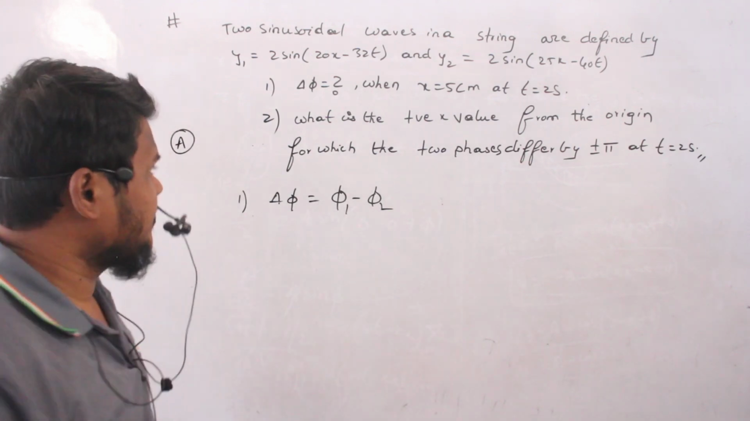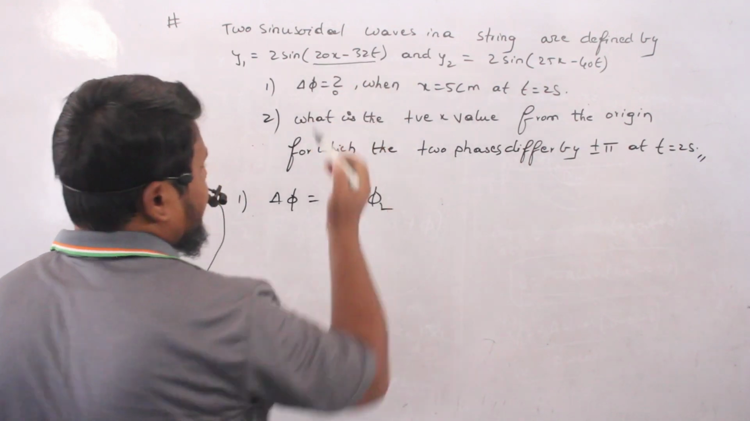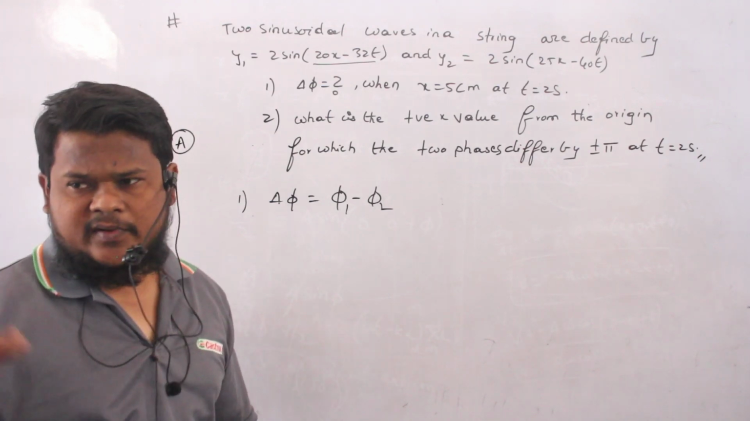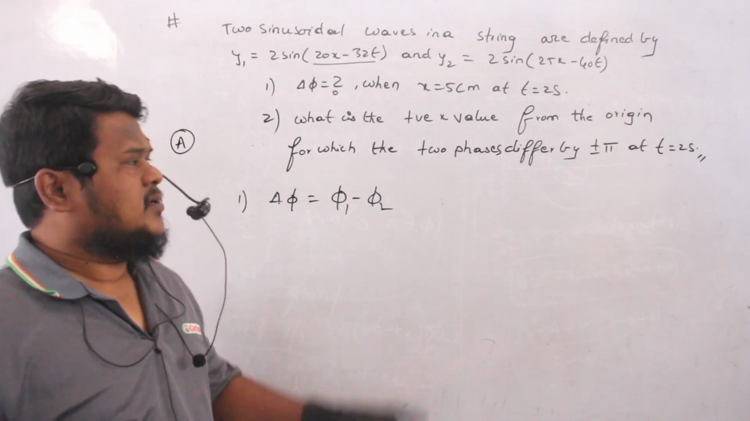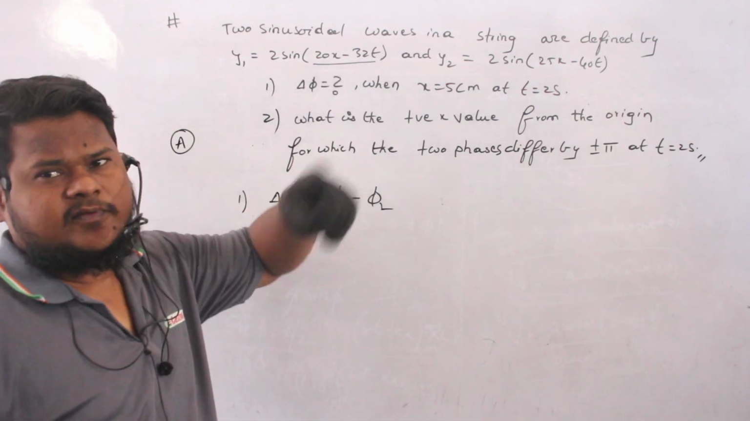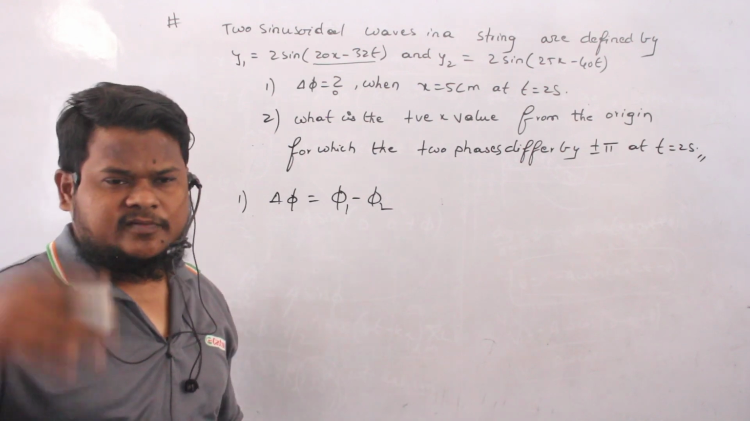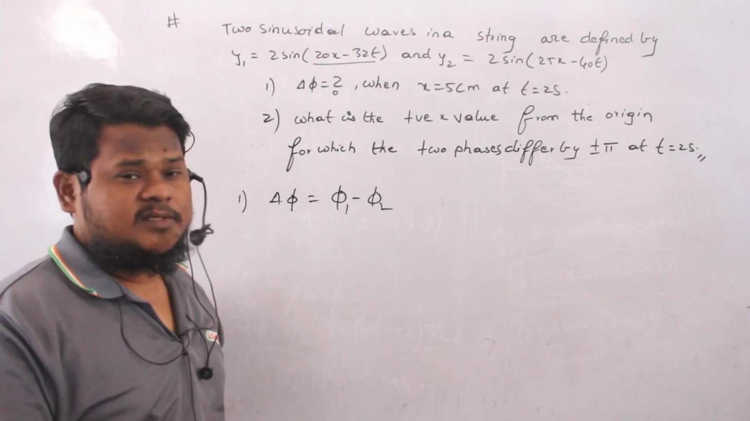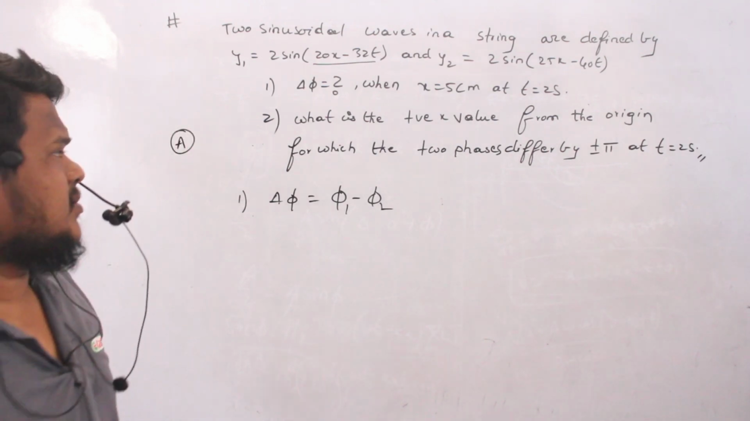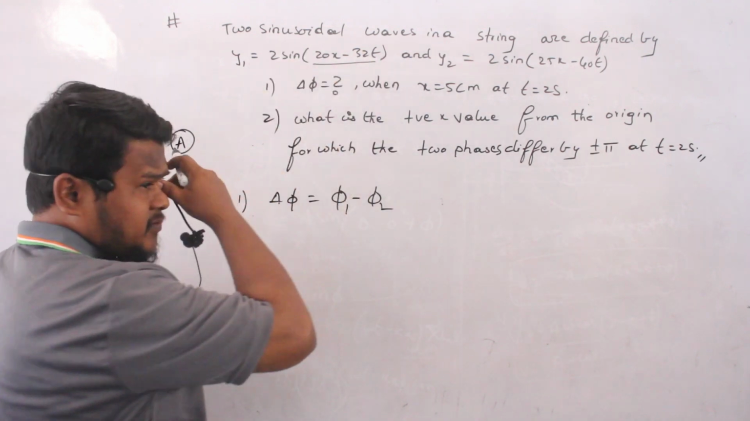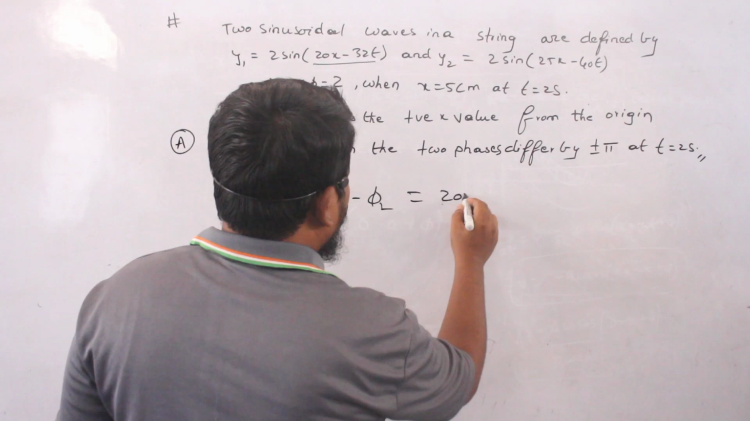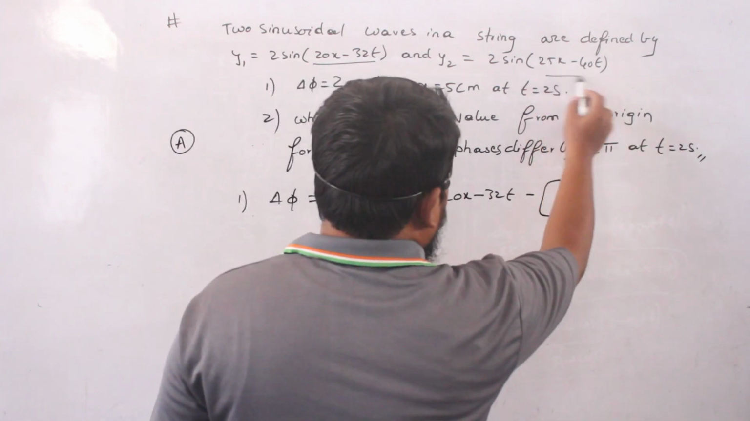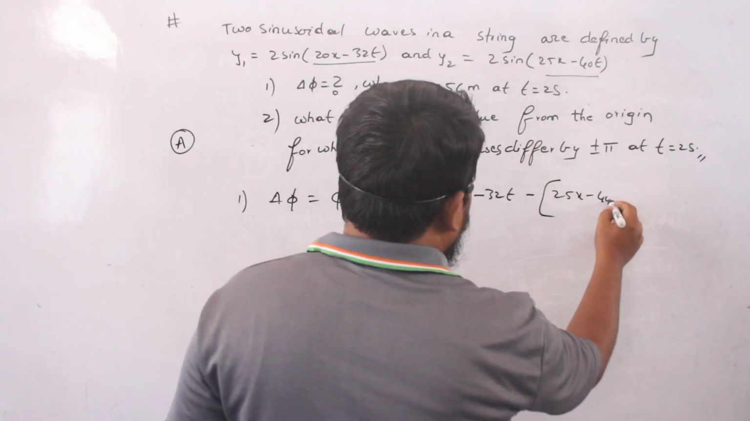What is the phase of the first particle here? The phase of the first particle is 20x minus 32t. Clear? Phase always depends on two factors: it depends on the x value and also on time. Because the particle is performing simple harmonic motion, its displacement depends on time, and because the wave is propagating in the forward direction, the phase depends on the x value also. So phi 1 is 20x minus 32t, minus the phase of the second particle, which is 25x minus 40t.